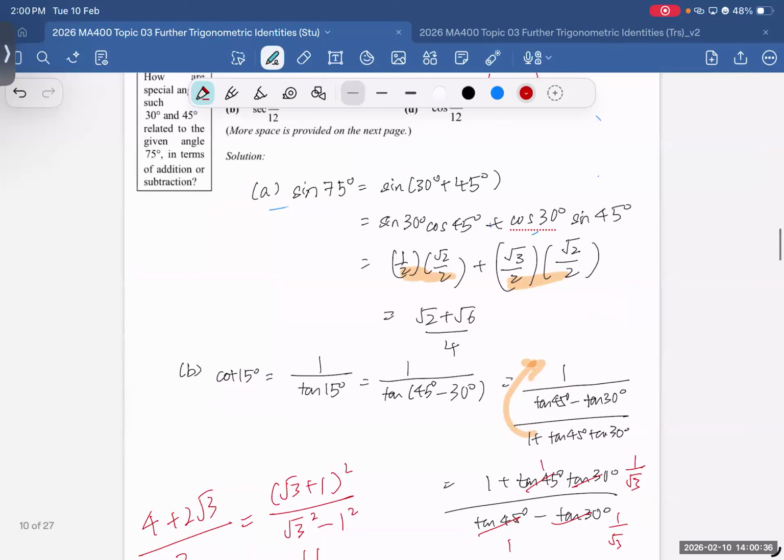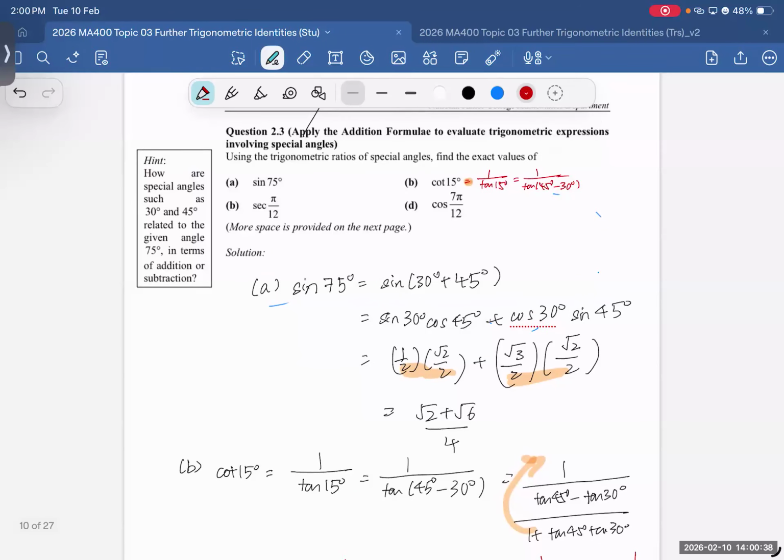You see, tangent 15, that's really a popular one. Because here I'm not doing proving, I'm finding values. If I say more, now I'll stop here.